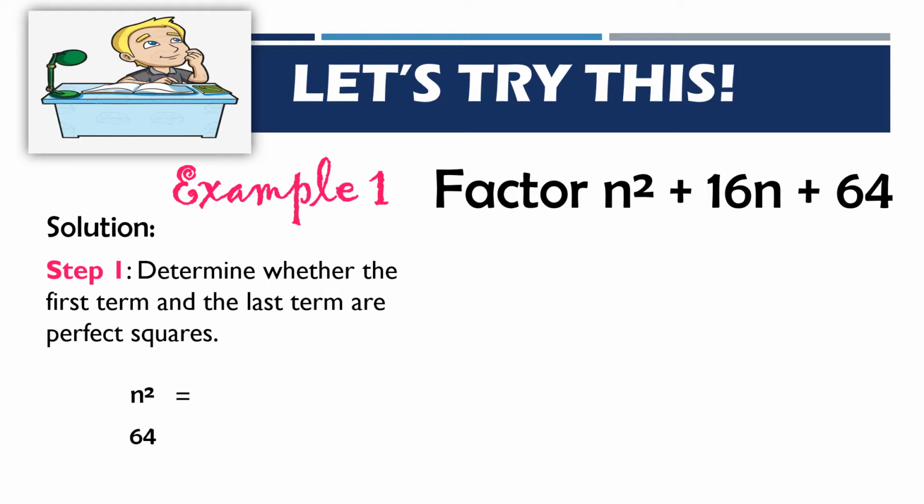N squared can be factored as n times n. Obviously, it can be expressed as the quantity of n raised to 2. So it is a perfect square. How about the quantity 64? It can be factored as 8 times 8. So it can be written as the quantity of 8 raised to 2. Therefore, the first and the last terms are perfect squares.